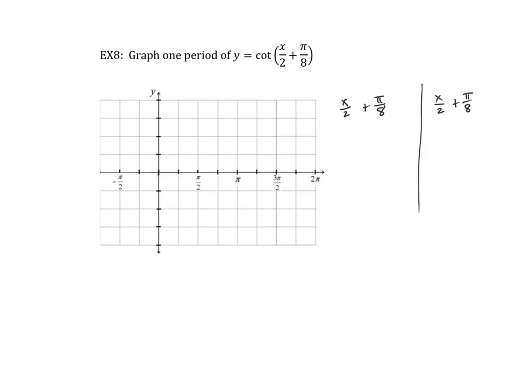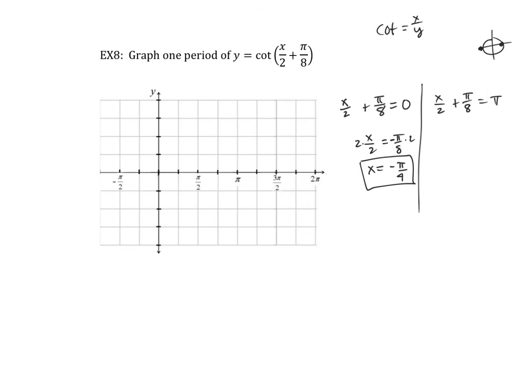Okay, so for cotangent, the original asymptotes are at 0 and at pi. Because cotangent is x over y, and on the unit circle, the y values are 0 at 0 and at pi. Okay, so now just solving that, x over 2, subtract pi over 8 from both sides, and then multiply both sides by 2. Let's see, we'd get -pi over 4. Okay, so there's our new asymptote. That's also the phase shift.